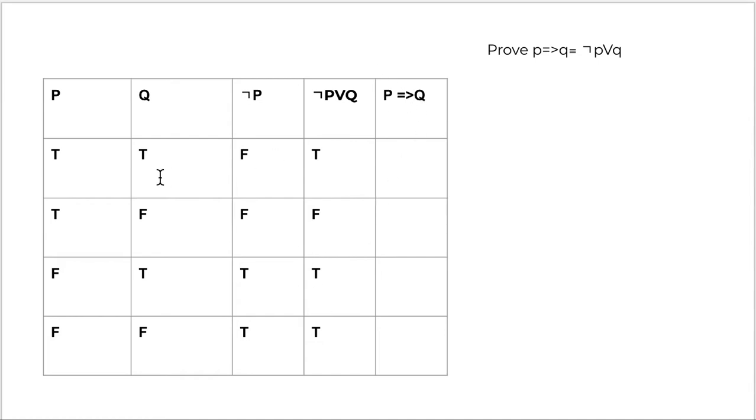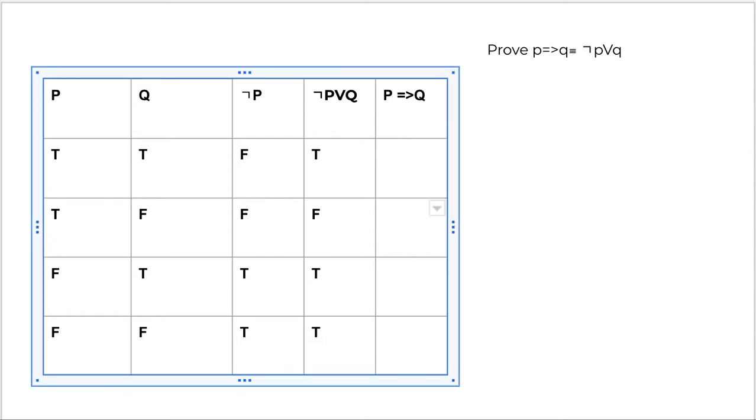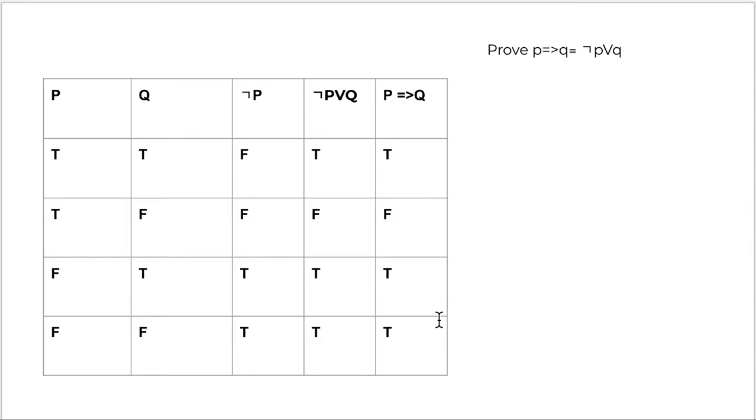Now the implication values. So when P is true and Q is true, P implies Q will be true. So it's false only when P is true but Q is false. That's only one time when the implication is false, right? Otherwise it's always true. That is when P is false, then it remains true, right? So look at the two columns, P implies Q and not P or Q, which both of them are the same. So they're equivalent, and hence you can prove equivalence of different formulas using that.